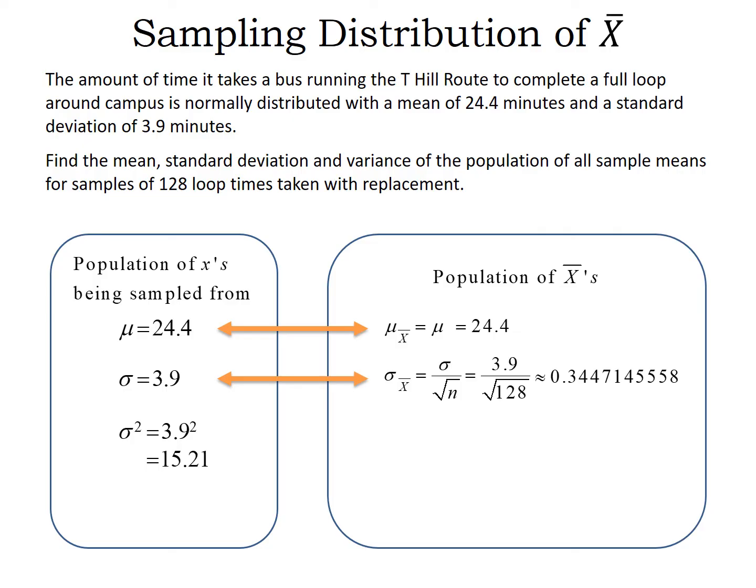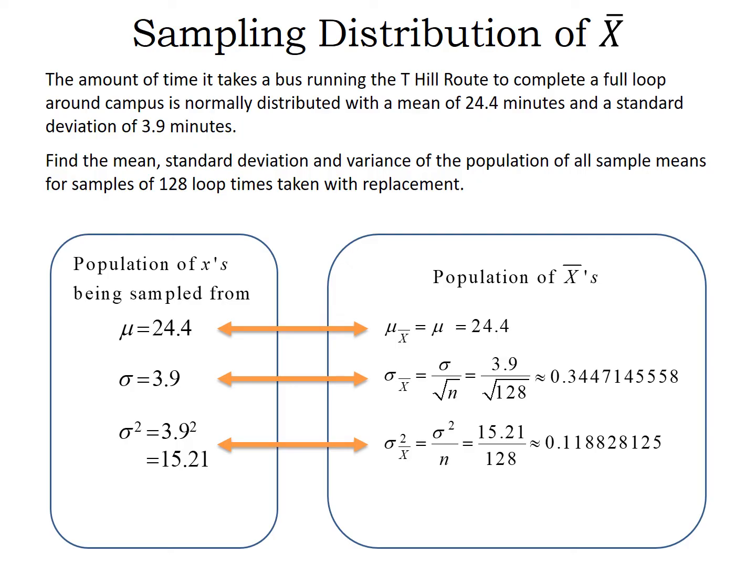And the variance would be the standard deviation squared, so that's sigma squared over n. So 3.9 squared is 15.21 over 128. We divide that out, and we get approximately 0.118828125.